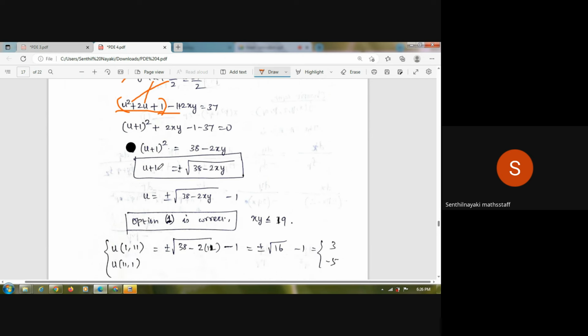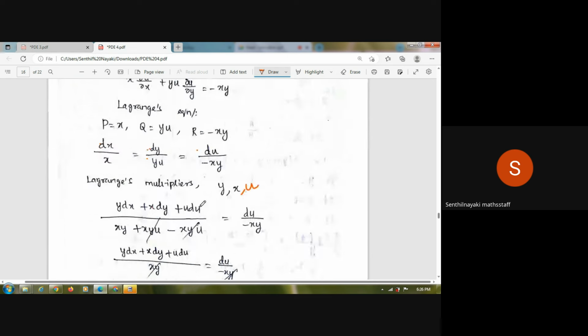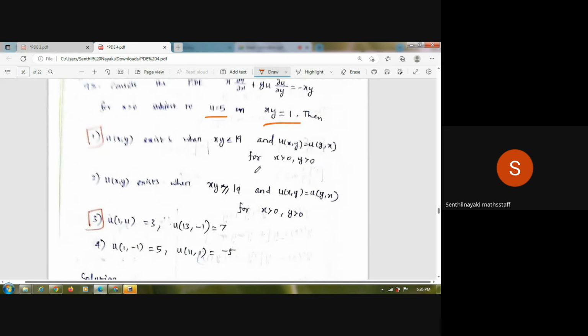So u equals plus or minus the square root of 38 minus 2xy, minus 1. So now we are getting this, this is a solution. Here u of x comma y exists when xy is less than or equal to 19, and u of x comma y equals u of y comma x when x is greater than 0, y is greater than 0. But the second is the same result, but here instead of less than or equal to, we have greater than or equal to.